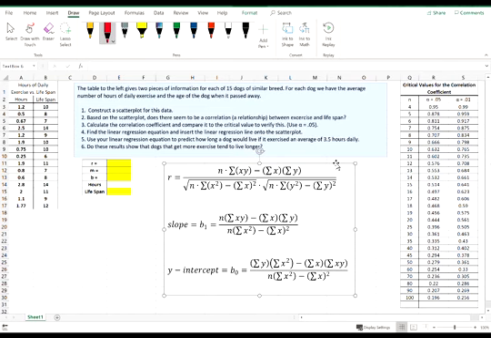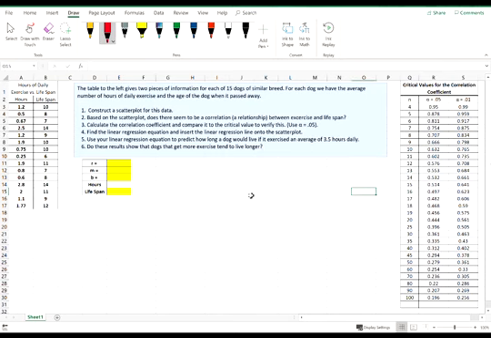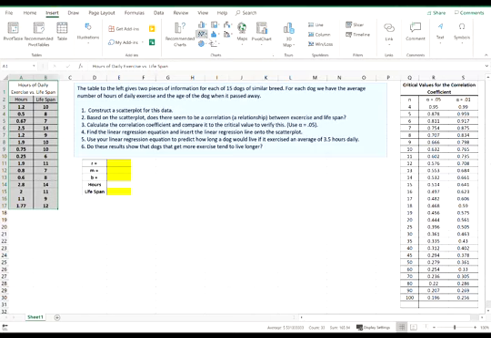A much more efficient method is to use Excel to calculate these values. I want to walk through in detail the steps to create the graph, calculate the correlation coefficient, come up with the regression equation, and then use the regression equation. So number one, construct a scatter plot. Making graphs in Excel is very, very easy. You highlight the information you want to graph, go to Insert, and just click on the little icon that looks like the graph you want.